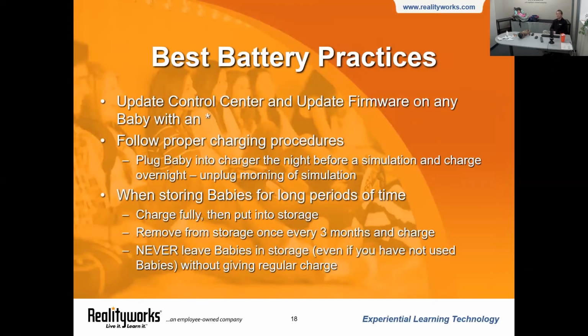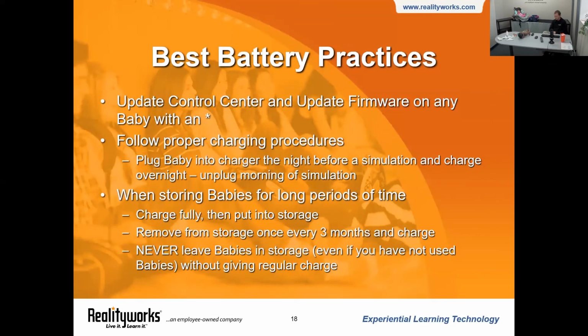So after you've updated the control center, any baby that has an asterisk next to the green check mark indicates that there's a firmware update available. Do the firmware update. To do that, plug the babies into the charger, select the babies, go to maintenance, and on the maintenance screen, click where it says update babies.